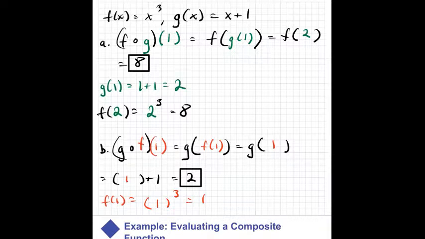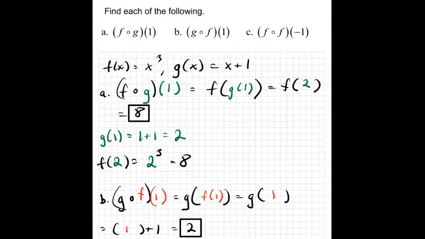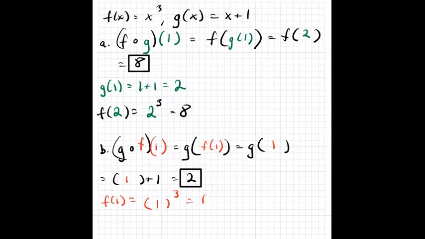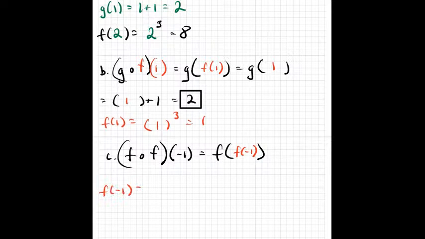Then part C asks us to do f of f of negative 1. Again, what does this mean? It means f of f of negative 1, the second function inside the first function. So let's just go ahead and find f of negative 1 first. That's x cubed, but the x in this case is negative 1, so that ends up being negative 1.